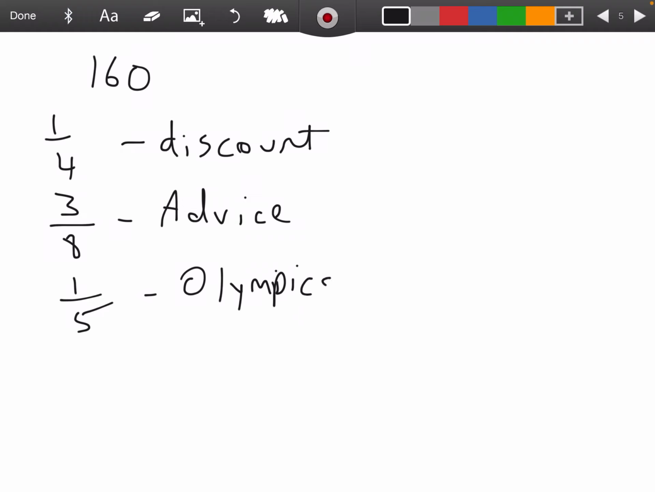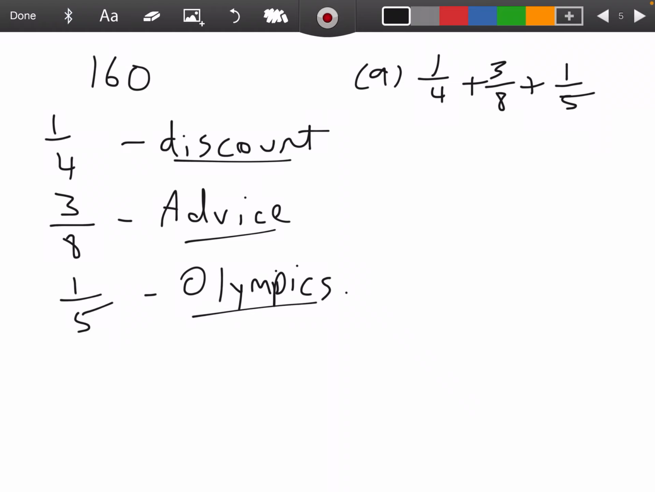So the question asks, what fraction of the group had some other reason for joining? So part A, I know that I've got a quarter plus 3/8 plus 1/5. All of these people had these specific reasons to join. All of the other people had a different reason, you would assume. So what we can do is we add those 3 together, and whatever fraction is left over, that will tell us that they had a different reason to join altogether.